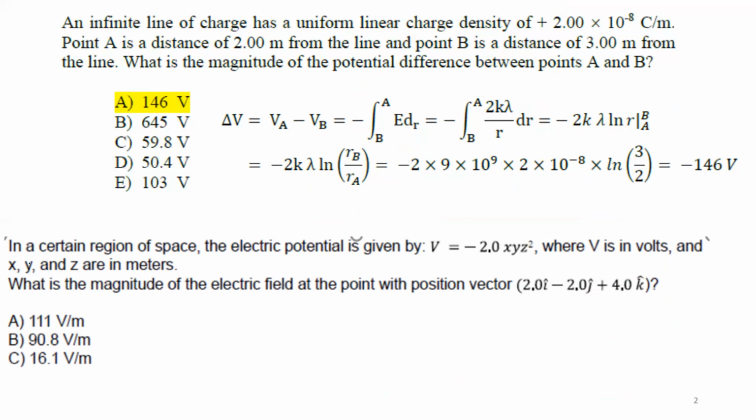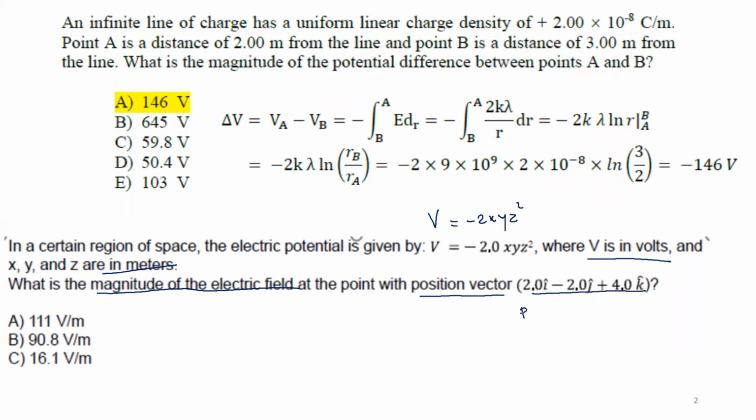Now in problem number 2, in a certain region of space, the electric potential is given by this. V depends on X, Y, and Z, and V is just minus 2XYZ squared. V is in volts and X, Y, and Z are in meters. The question is very simple: find the magnitude of the electric field at a point with this position vector.